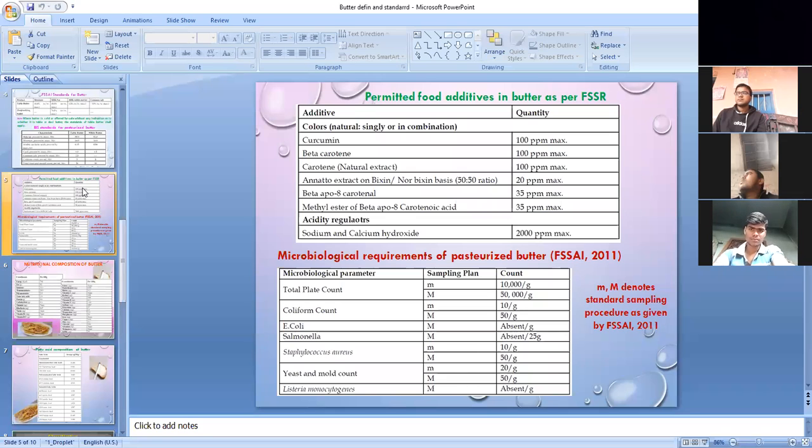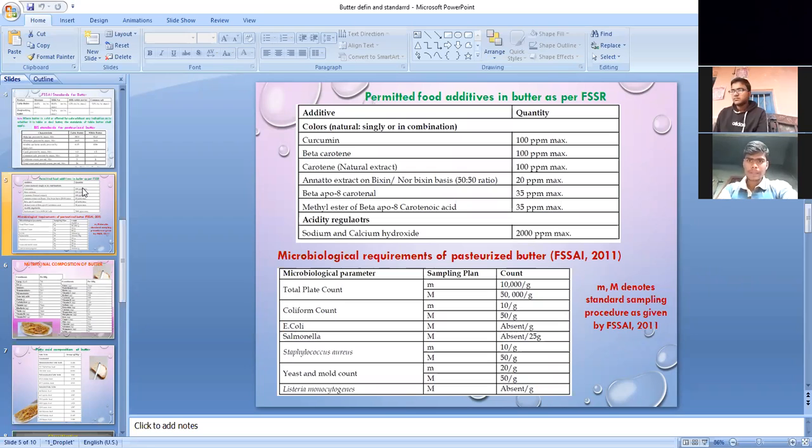Similarly, yeast and mold count may be in the range of 20 per gram, and similarly Listeria monocytogenes. So you already know that listeriosis, one of the foodborne diseases, is generated by Listeria monocytogenes. That is a very harmful pathogen, so it must be absent in the case of butter. Similarly, the coliform count, we have already discussed, is not more than 10 per gram in the case of butter.